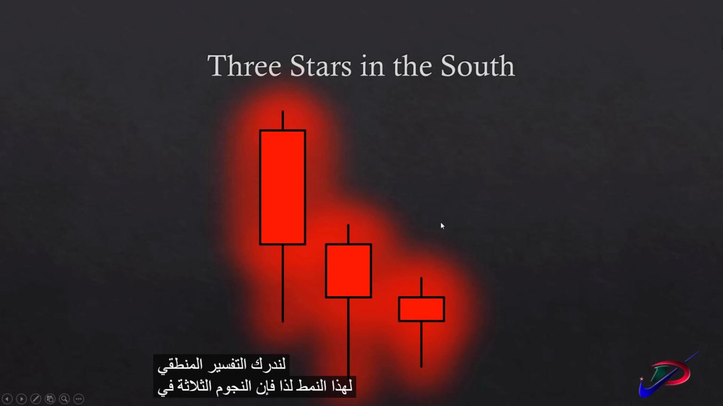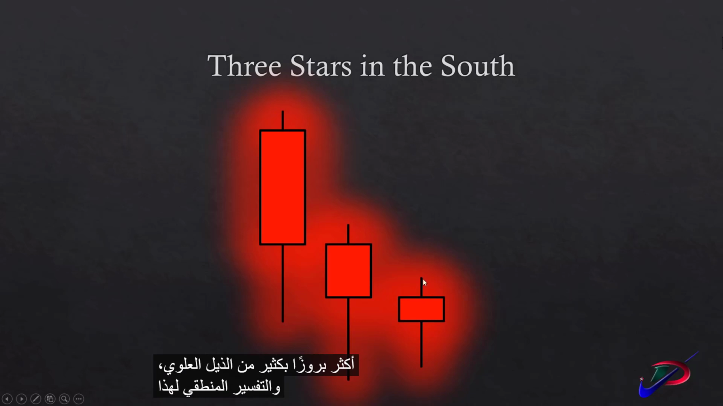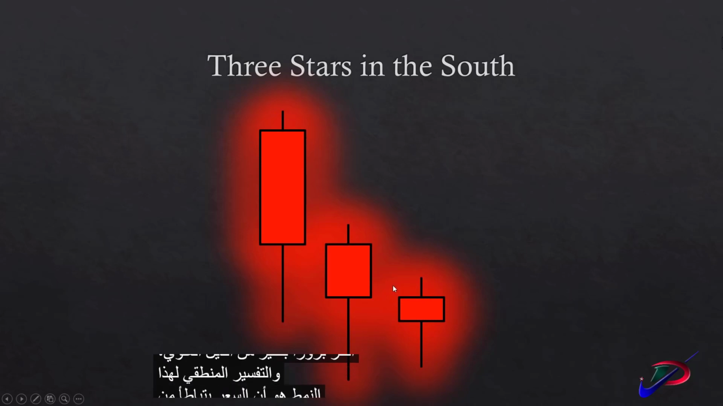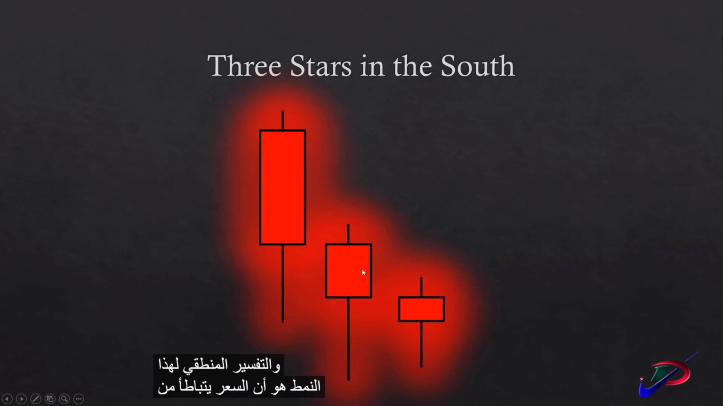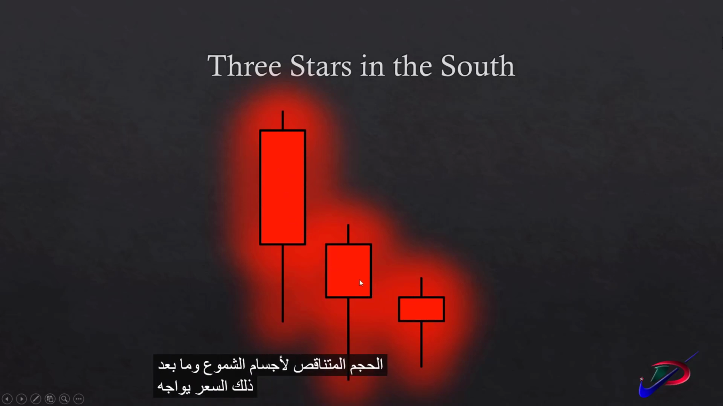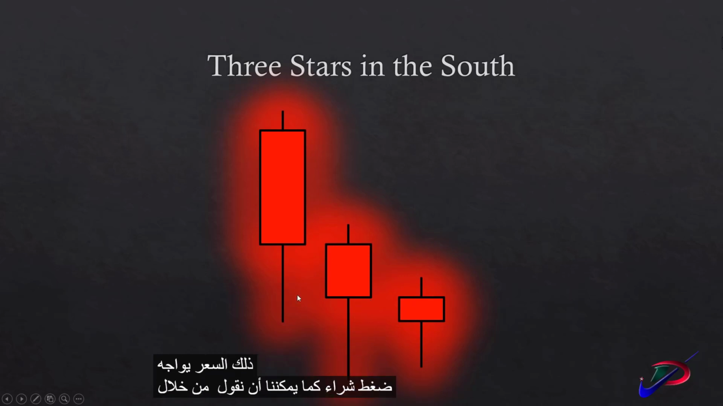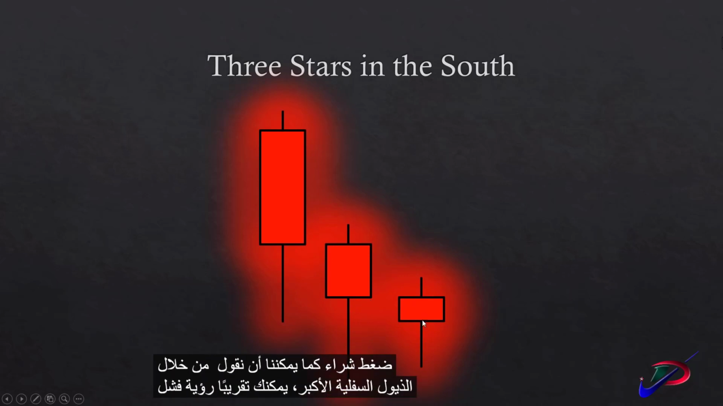So the three stars in the south pattern has three descending bearish candles. Each candle has a smaller body than the previous candle. The other important detail is that the lower tails of these three candles are much more prominent than the upper tails. The logical interpretation of this pattern is that price is decelerating its downward momentum, hence the decreasing size of the candle bodies, and beyond that, price is encountering buying pressure as we can tell by the larger lower tails.